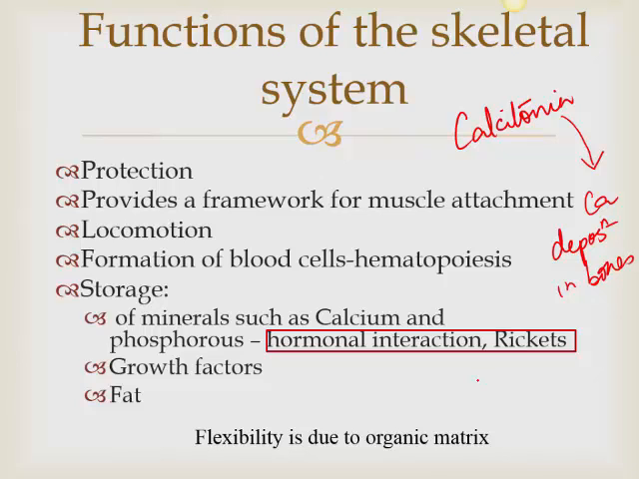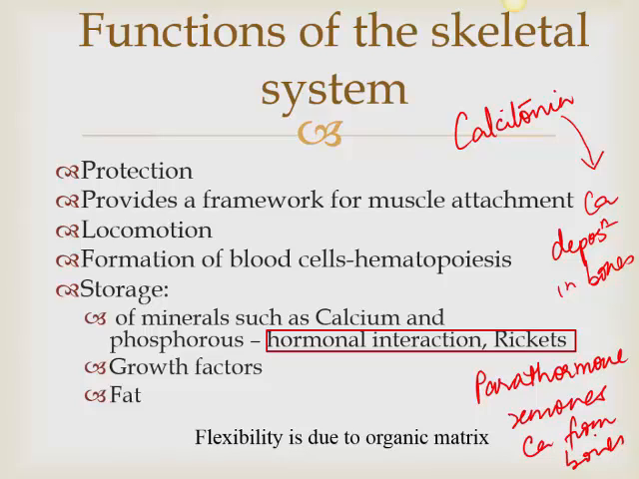There's another hormone which is called parathormone, or also called parathyroid hormone. Parathormone is another name for it. This removes calcium from the bones. Now you may wonder why would you want to remove calcium from the bones, right? Okay, you can understand you want to deposit calcium in the bones to make the bones strong, but why would you want to remove calcium from the bones?